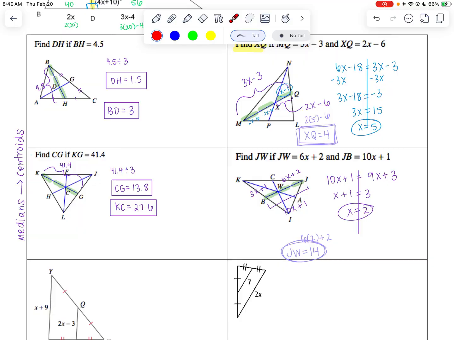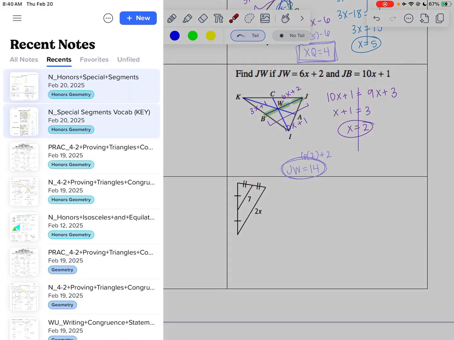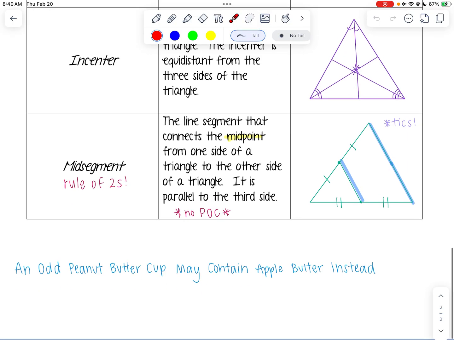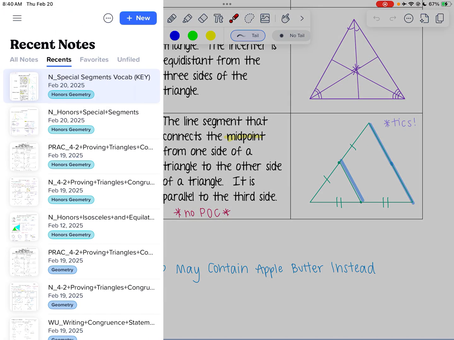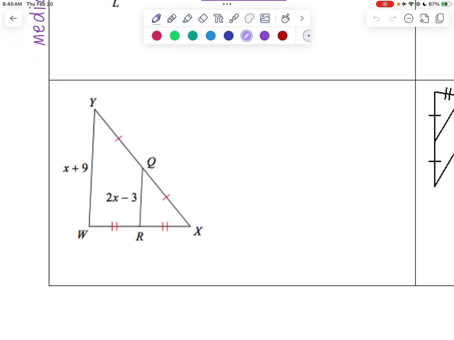Always make sure on medians and centroids that you're remembering that rule of 3s and you're drawing that in. Okay? Now we're going to get to these. And if you notice, this isn't a median anymore. It doesn't start at a vertex. It goes from a midpoint to a midpoint. So if you go back and check your vocab, remember from a midpoint to a midpoint is a mid-segment, and a mid-segment follows a rule of 2s. So going back and taking a look, mid-segment follows rule of 2s.